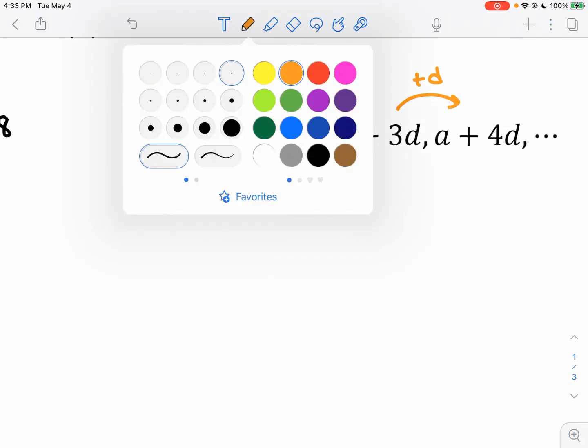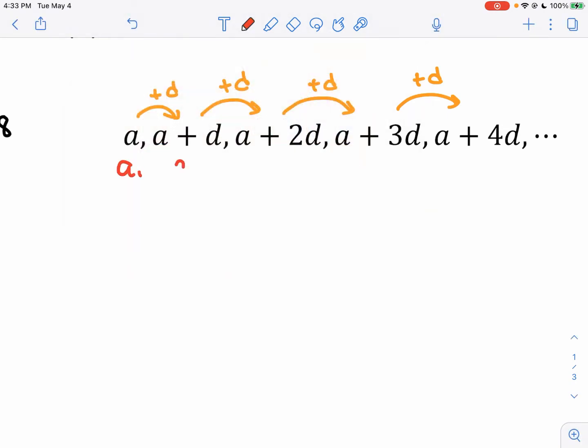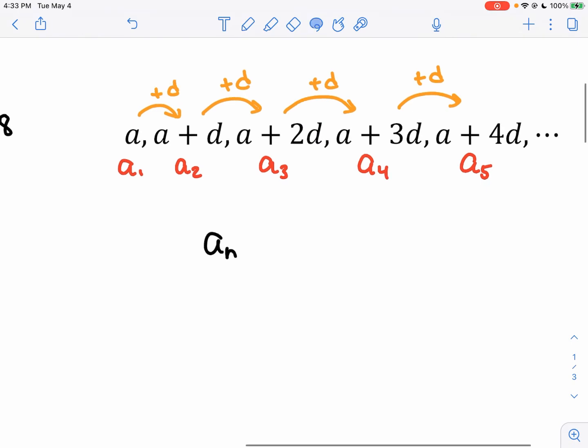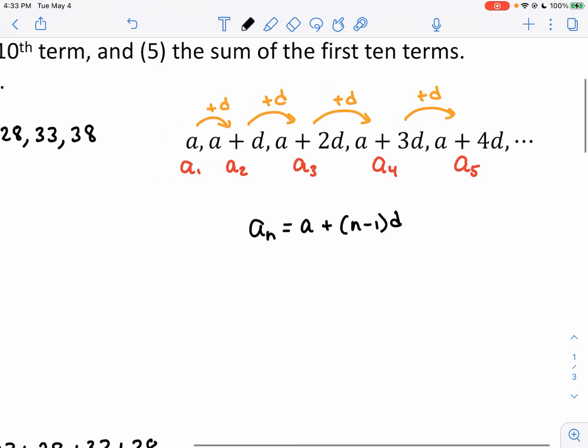And keep in mind that A sub 1 is just the first term here. A sub 2 is A plus D. A sub 3 is A plus 2D. A sub 4 is A plus 3D. And A sub 5 is A plus 4D. So we can see a pattern here where A sub N, notice that if you're on the fifth term, we have a general structure A plus some number times D. And that number in front of D is one number less than the number term that we're on. That's a consistent pattern. So A sub N would be equal to the first term plus N minus 1 times the common difference. This becomes an explicit formula for us.